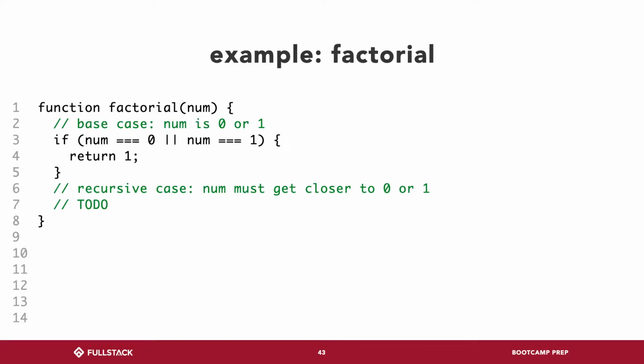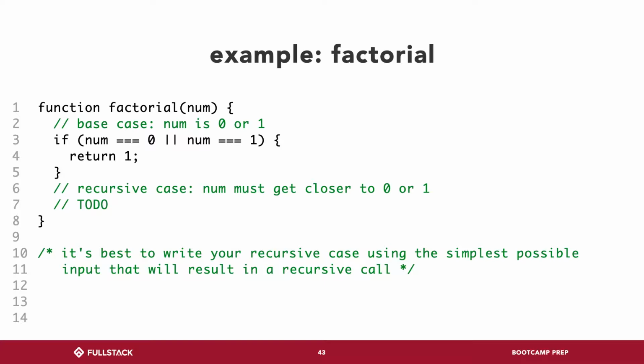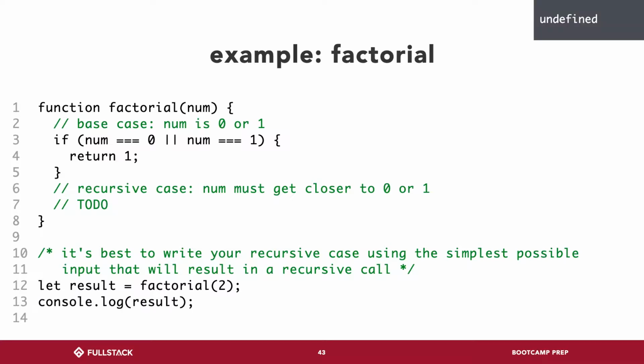So if the base case number is 0 or 1, we're going to return 1, right? It's best to write your recursive case using the simplest possible input that will result in a recursive call. So if it's not 0 or 1, the most simple case you can call it with would be 2, right? It's just one number up. So if you say factorial 2, right now we're getting undefined because we haven't written the recursive case yet.